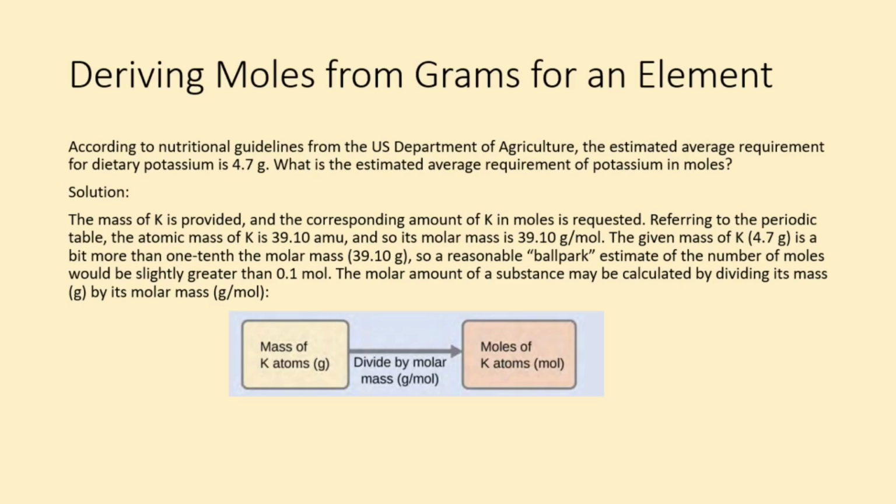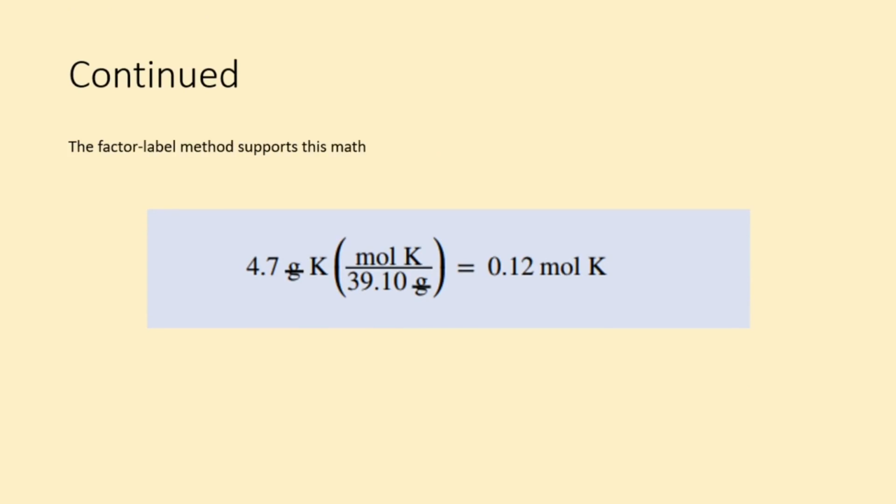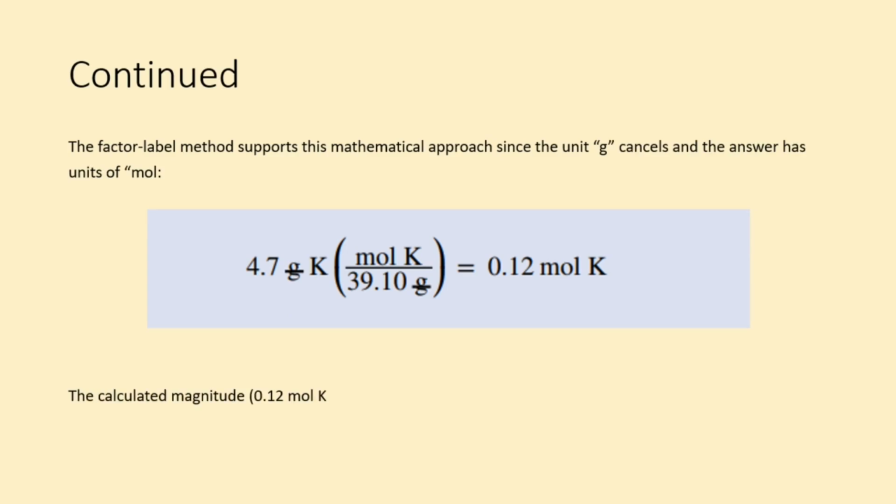The molar amount of a substance may be calculated by dividing its mass, g, by its molar mass, g/mol. The factor label method supports this mathematical approach since the unit g cancels, and the answer has units of mole. The calculated magnitude, 0.12 moles K, is consistent with our ballpark expectation, since it is a bit greater than 0.1 moles.